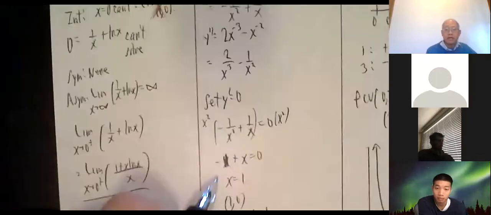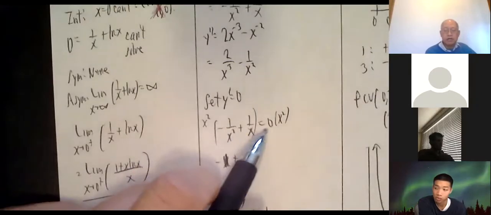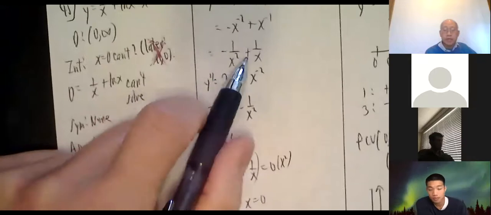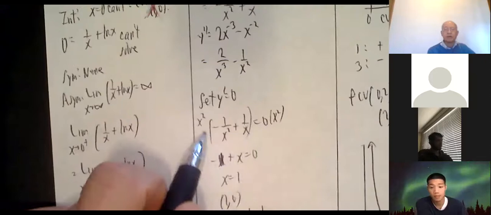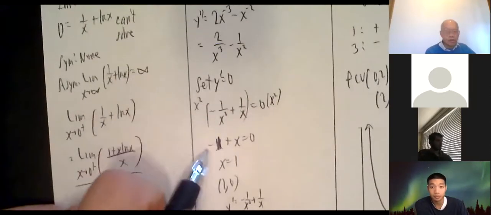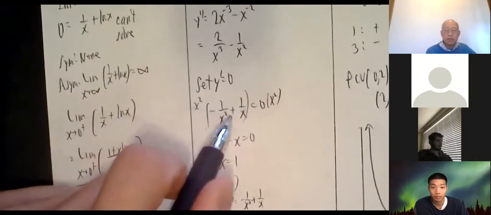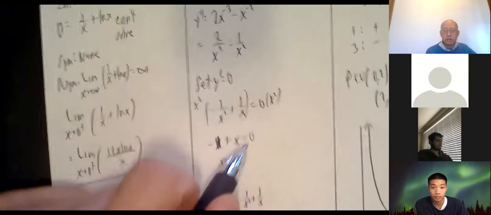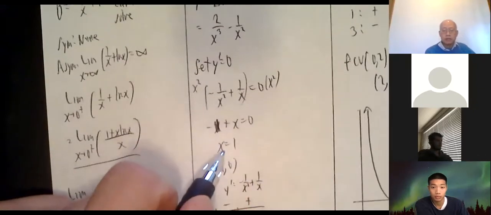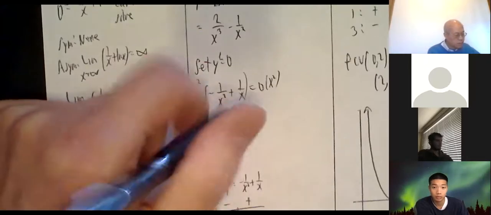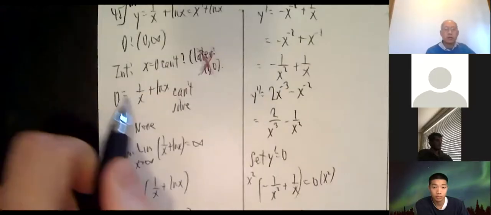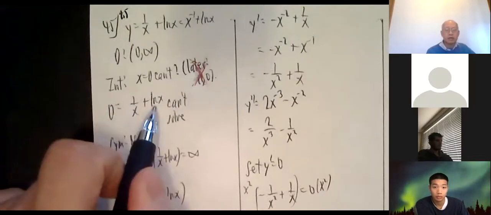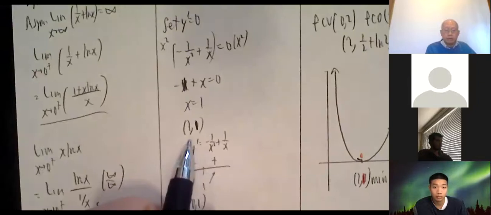Set y prime equal to 0. Y prime was negative 1 over x squared plus 1 over x, equals 0. I don't like the fraction, so multiply both sides by x squared. X squared times negative 1 over x squared is negative 1. X squared times 1 over x is x. 0 times anything is 0. So that looks like x equals 1. And it should be 1 comma 1; I made a mistake there. You plug in 1: 1 over 1 is 1, ln 1 is 0. So 1 comma 1.